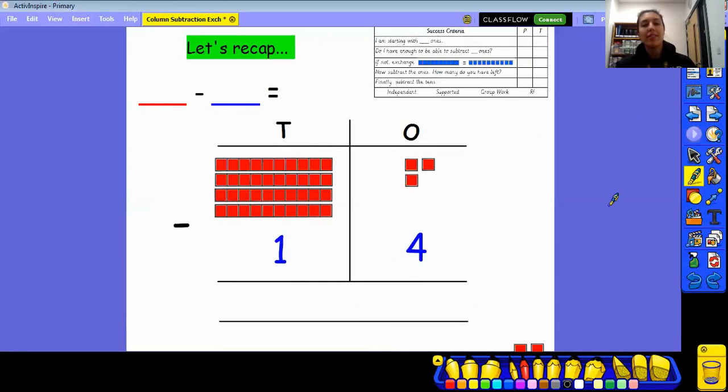Right, we've got a similar calculation here, but instead of 40 with no ones, we've now got 43. We do have a small number of ones here. But you might notice that as I start to work out the calculation, I don't actually have enough ones to start with to be able to subtract 4.